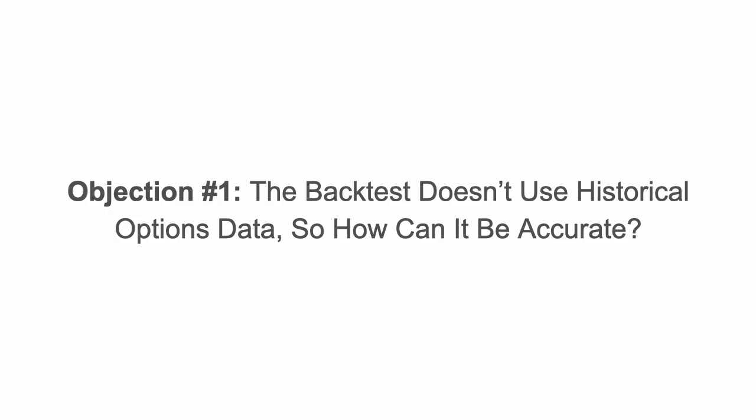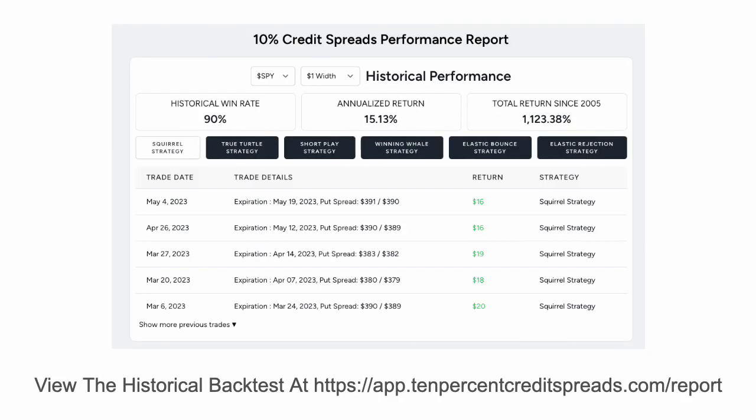All right, objection number one that I've gotten from some new people and members as well is the backtest doesn't use historical options data, so how can it be accurate? Okay, so again, we're referencing this, which gives you the return that it's expecting based on each one of the returns and what it's done historically, and all these returns come together to create our annualized return and win rate.